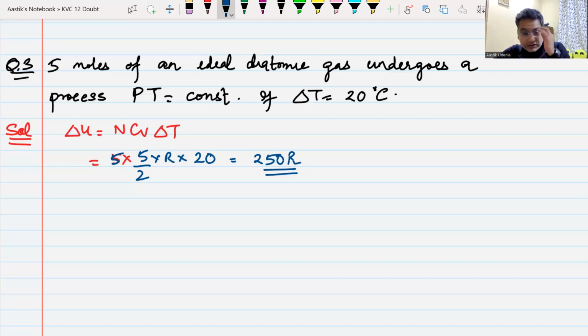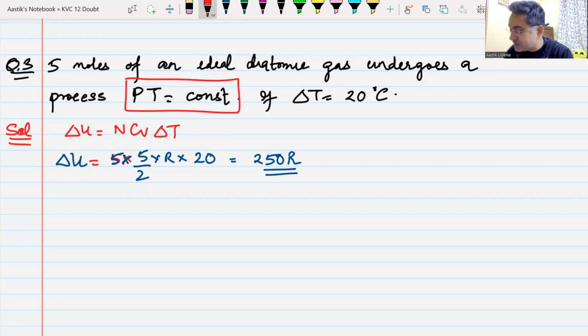Okay. What about the next one? You found out delta U. Delta U does not depend on the process, so whatever be the process, delta U will be the same. What about the rest of the items? You have to get the rest of the items from this condition.